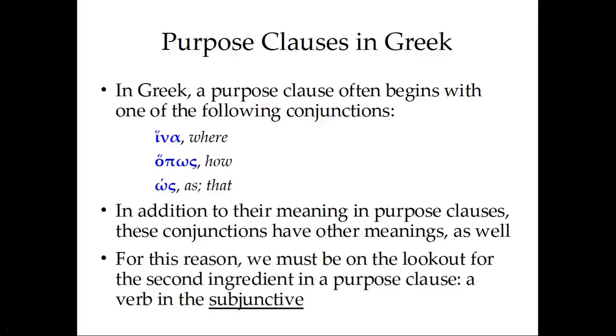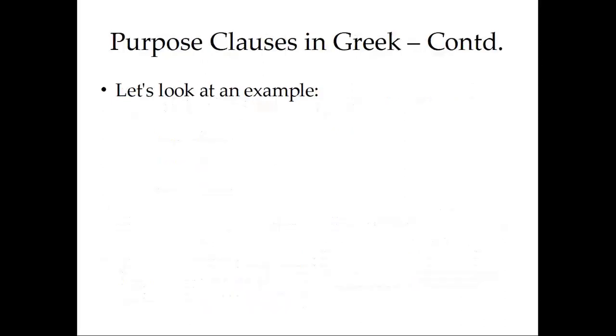For this reason, the fact that these words have other meanings in addition to their use in purpose clauses, we must be on the lookout for the second ingredient in a purpose clause, a verb in the subjunctive. So for a purpose clause, we need one of these conjunctions, ἵνα, ὅπως, or ὡς, and we need a verb in the subjunctive. Let's look at an example.